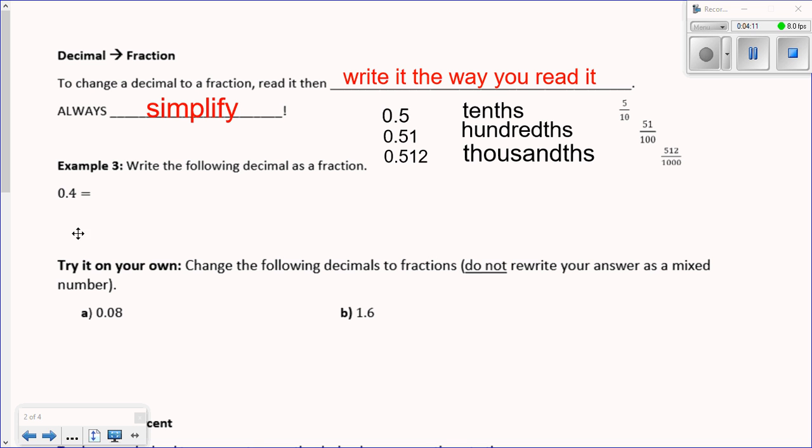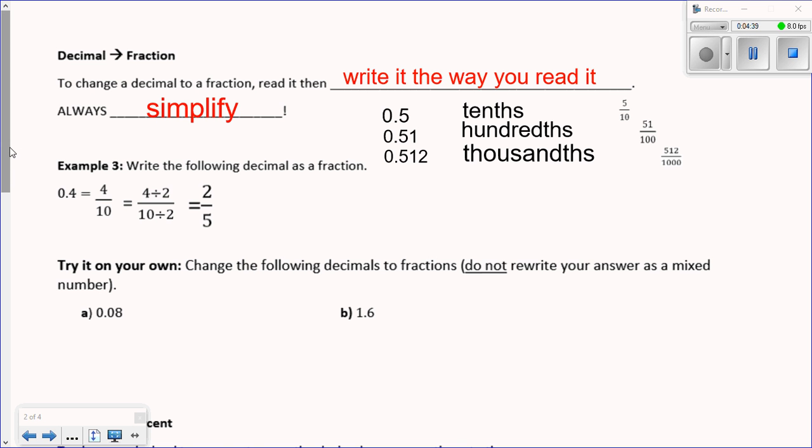So here we only have one number after the decimal point, so we would write it as 4 over 10. And that is a fraction, but it's not a simplified fraction. So to simplify it, I'd look at both numbers, 4 and 10. What could I divide both 4 and 10 by? I could divide them both by 2. So I divide them both by 2. What's left over is 2 over 5. That's my fraction.